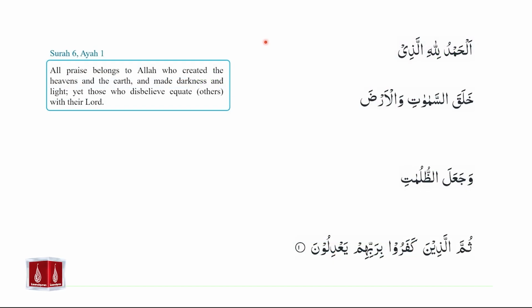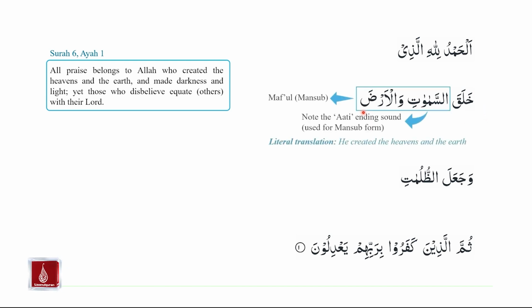The following is an ayah from the Holy Quran, Surah number 6, ayah number 1. All praise belongs to Allah subhanahu wa ta'ala, who created the heavens and the earth, and made darkness and light, yet those who disbelieve equate others with their Lord. In this ayah, if we pay attention to khalaqas samawati wal arda, we will notice that as-samawati wal arda is the maf'ul. Why? Because as-samawati with the ati ending sound indicates mansoob form, and al-arda also indicates mansoob form.